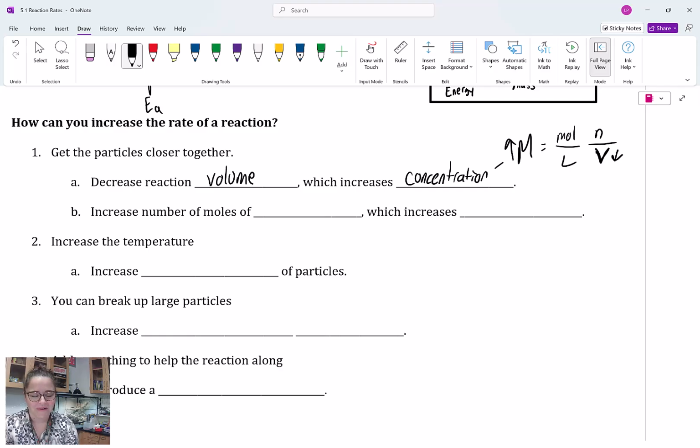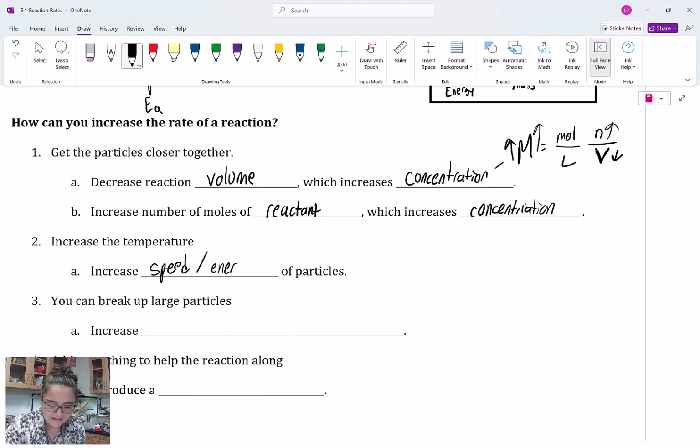Keep it how I have the words there. But of course, the reverse is true. If you have a bigger volume, you're going to be less concentrated, and that would make the reaction go slower. You can also increase the number of moles of a reactant, which is just another way to increase concentration, increasing the number of moles to increase that molarity. You increase the temperature. That increases the speed, which you can think of as the energy of the particles. So you're going to have more of those highly energetic collisions.